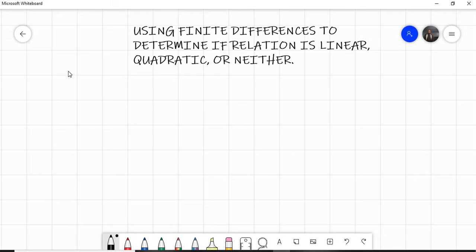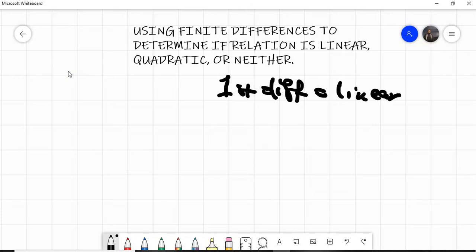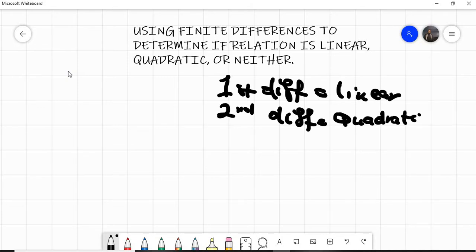Basically what we do is take the first difference. If it's equal, it's going to be linear. And then the second difference, if equal, is quadratic. Other than that, we're going to write today the word neither.